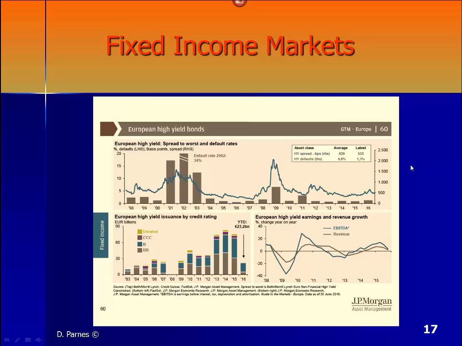European high-yield bonds, what else can we learn from this graph? Let's see, European high-yield spread to worst and default rates. So you can see different default rates for European countries. Let's see what we have here.